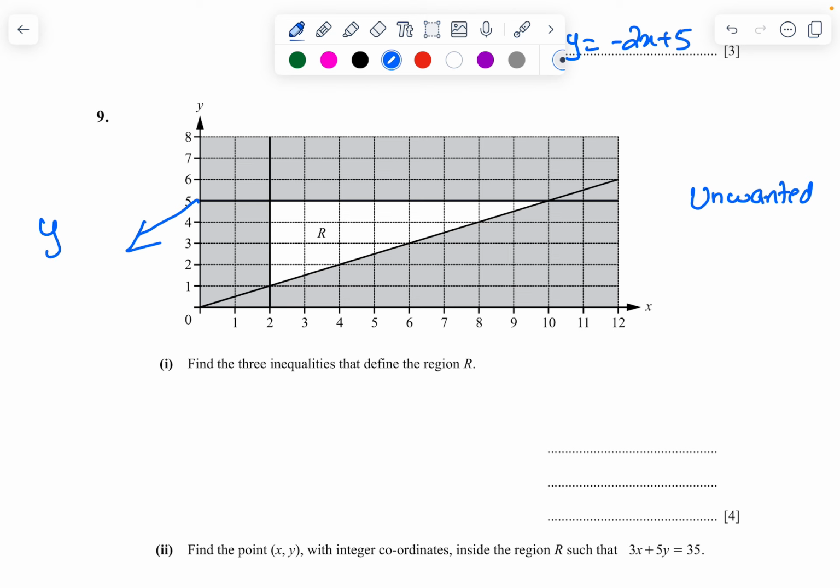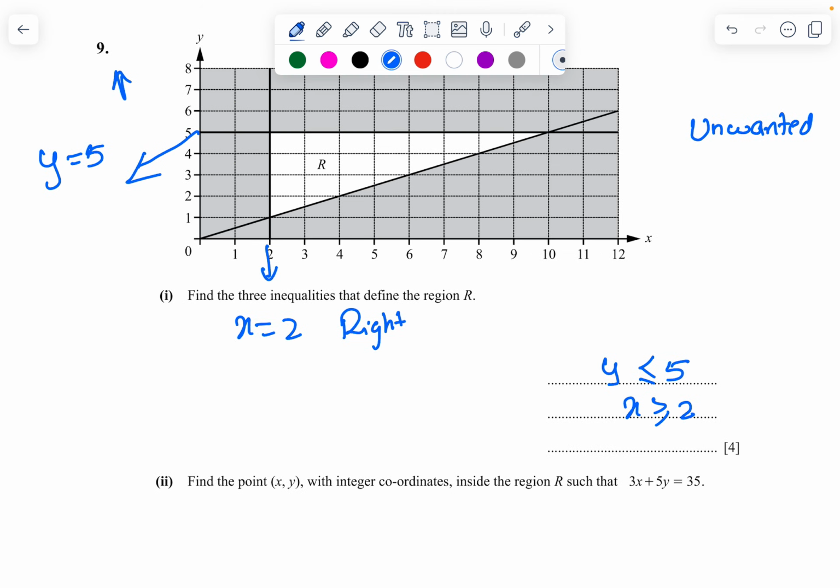Y equals 5. So I am shading above. So y is less than or equal to 5 will be the unwanted region. Then I take this line, x equals 2. I am shading on the left side, so the right side is the unwanted region. The right side is x is greater than or equal to 2.